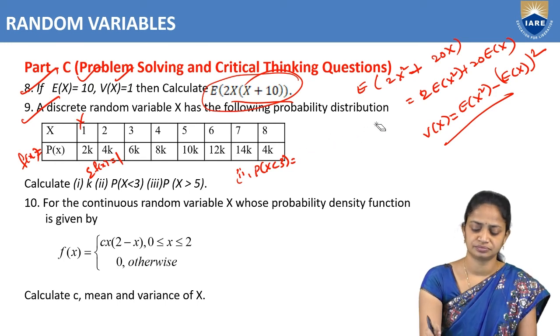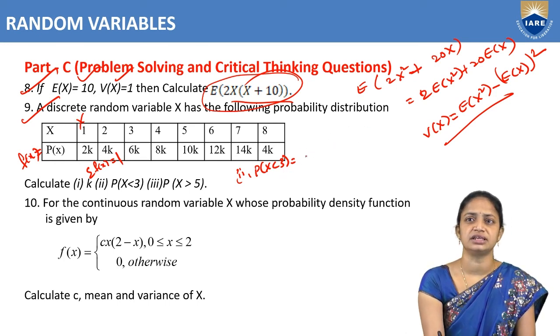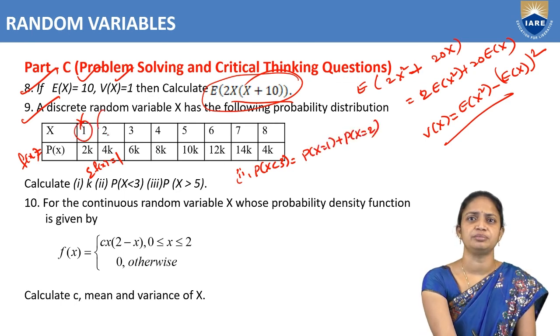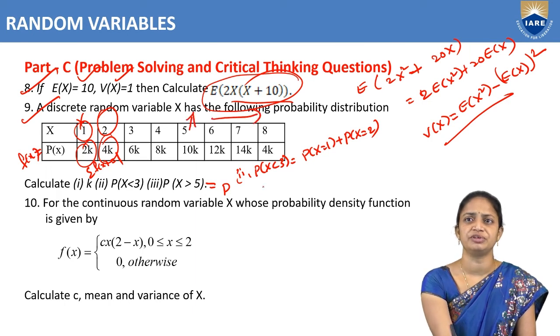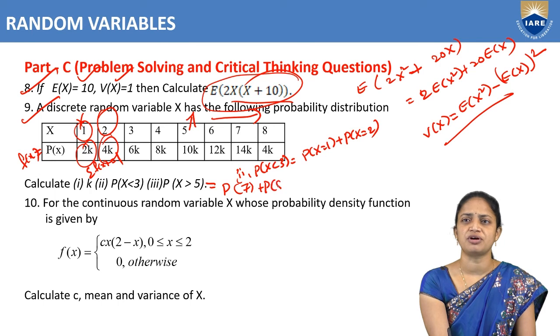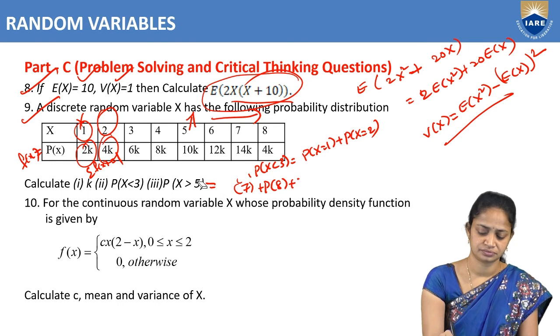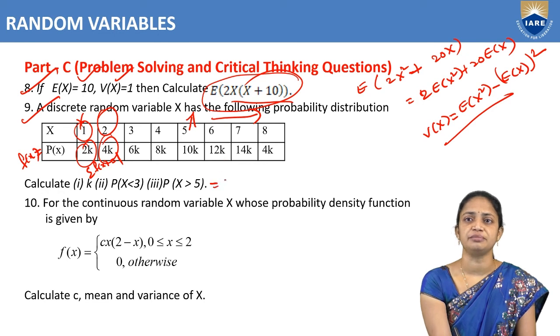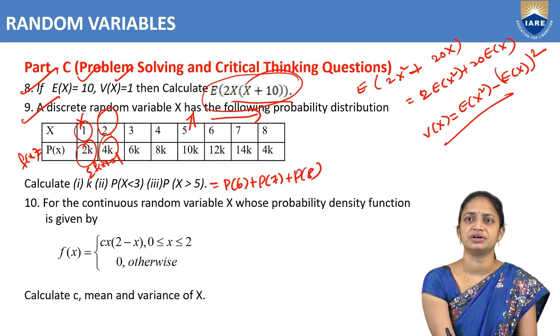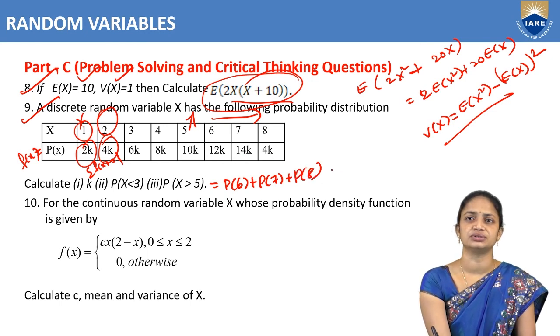So p of x less than 3 means p of x equal to 1 plus p of x equal to 2. We just need to calculate p of x, this one plus this one, 2k plus 4k. Coming to the next question, this is x greater than 5. So we need to take only these values, p of x greater than 5 means p of 6 plus p of 7 plus p of 8. So 12k plus 14k plus 4k. That is our answer.